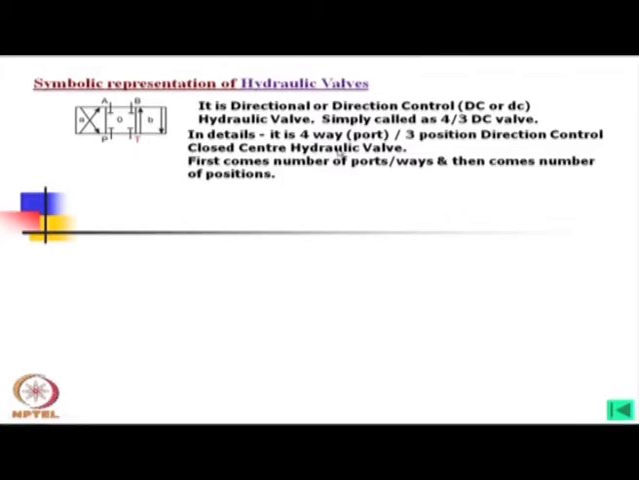closed center hydraulic valve. What is closed center? If we look at the 0 position, which is called the neutral position, these 4 ports are closed. Always when we are using 4/3 and so on, first comes the number of ports, that is, 4 means the number of ports or ways, and then comes the number of positions.